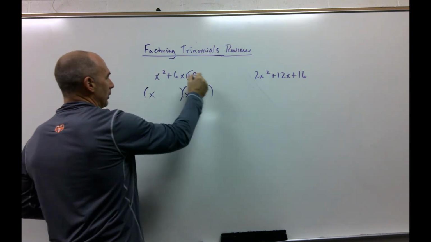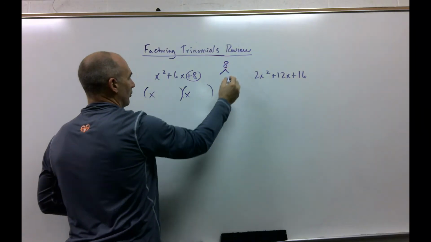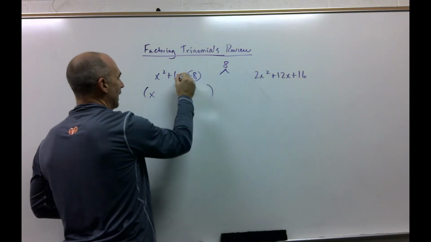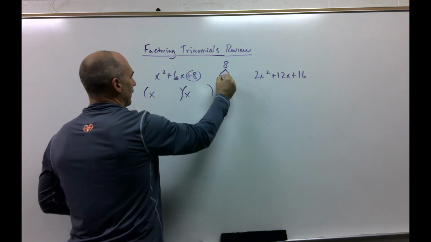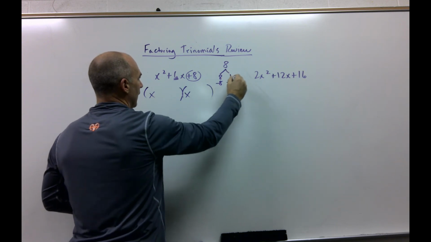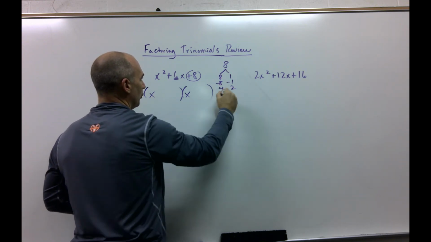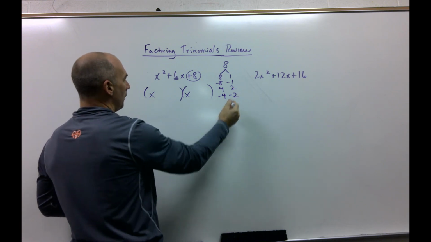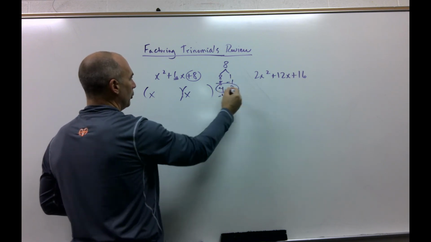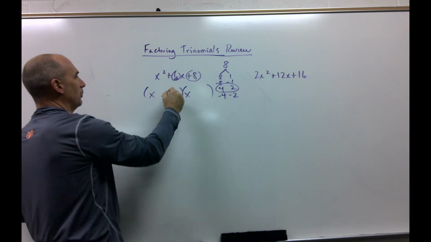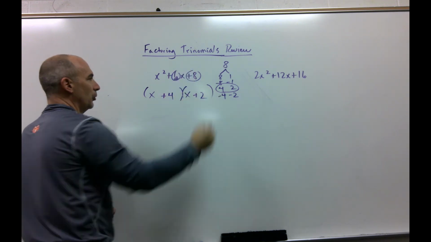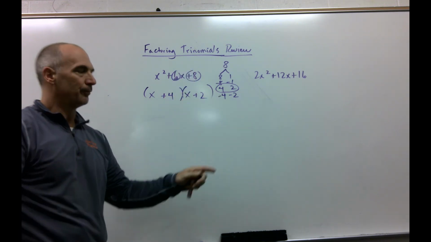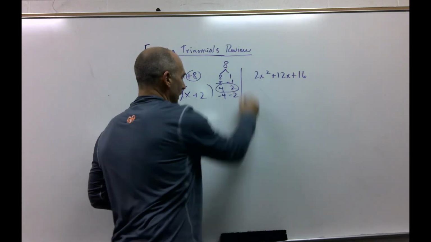Now we look at that last term and we ask ourselves, what 2 factors of 8 add up to 6? Well, I could go 8 and 1, negative 8, negative 1. I could go 4 and 2, negative 4, negative 2. And that's it. And these 2 add up to positive 6. So I go plus 4, plus 2. Done for now. This one's got a little trick in it, and here's the deal.